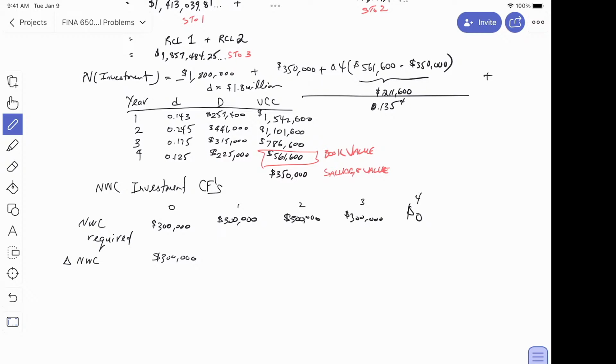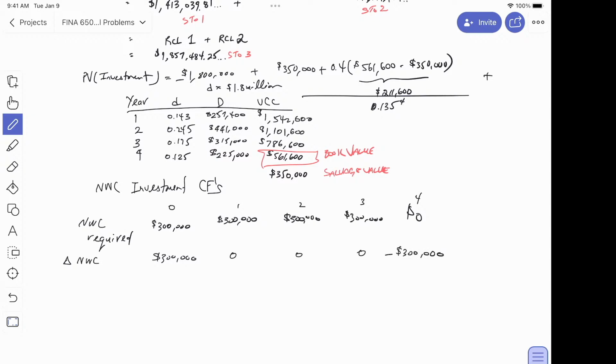All right. So there's no incremental in that sense. We want to have $300,000 in inventory. So by end of year 1, there's no change, right? By the end of year 2, there's no change, 0, 0. End of year 3, no change. But then we release the $300,000 worth of inventory back to the firm. So that looks like a negative $300,000 in terms of the project.